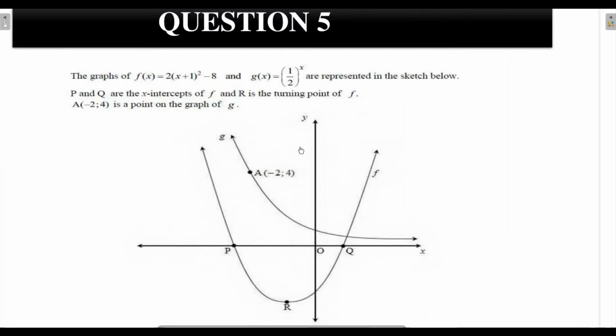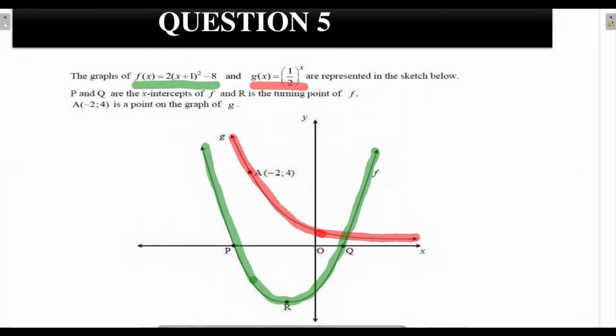Okay, so I'm just going to quickly highlight the graph of g in red, and I'm going to highlight the graph of f in green so that we do not become confused. All right, and then we are told that the points P and Q are the x-intercepts of our f of x function, and that R is a turning point of our f function, and we are also told that the point A there has the coordinates of -2 and 4.